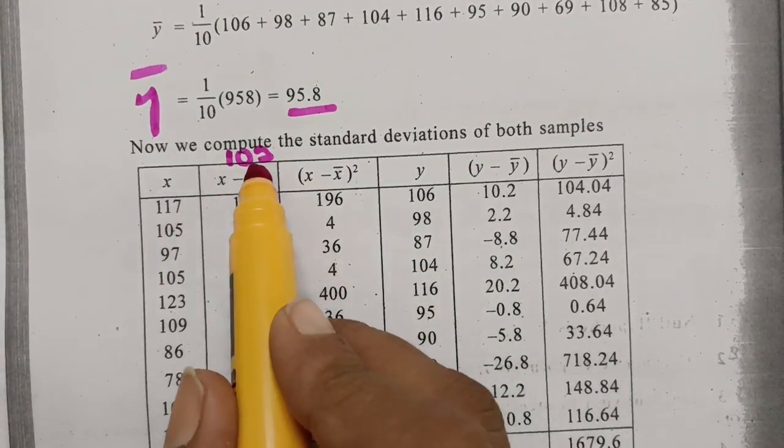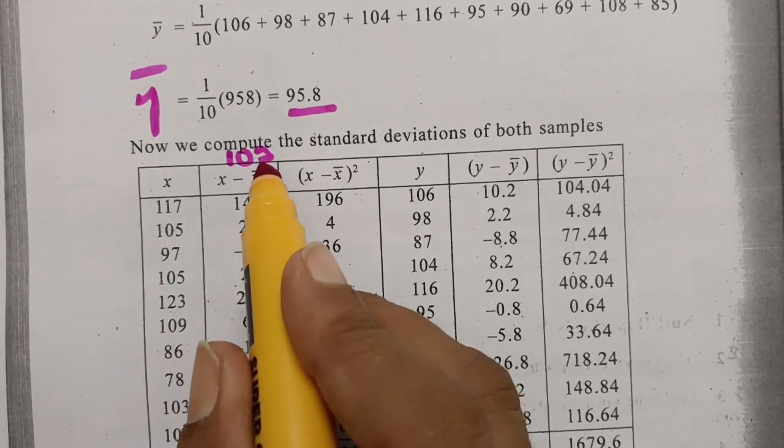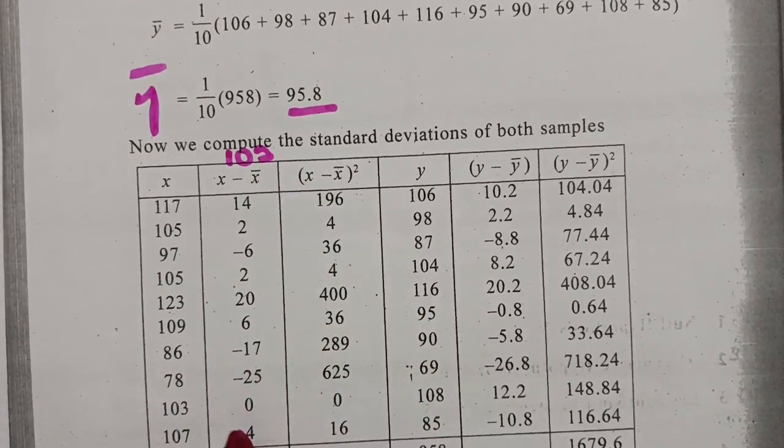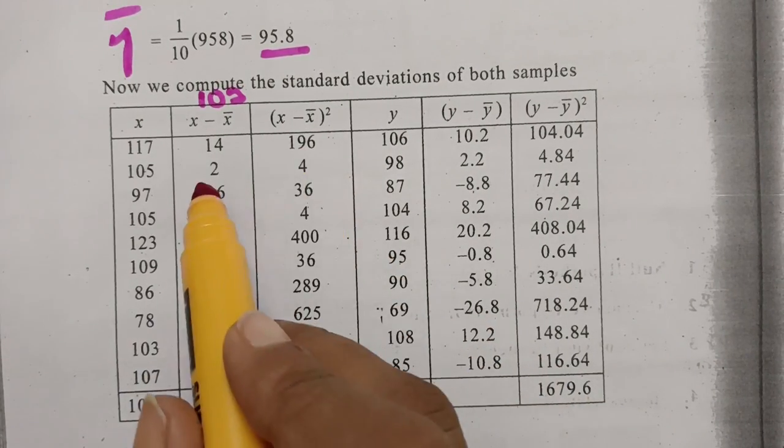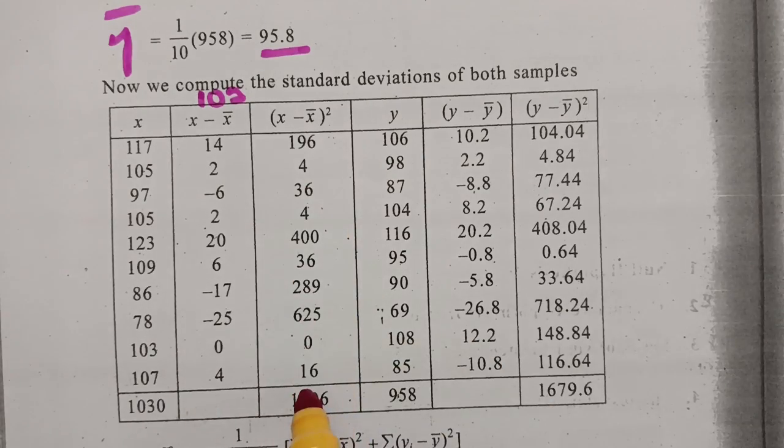That is 117 minus 103 is 14. 105 minus 103 is 2. Likewise, we have to fill this column. And next one, we have to make the squares. That is 14 square is 196. 2 square is 4, minus 6 square. And we have to fill this column.